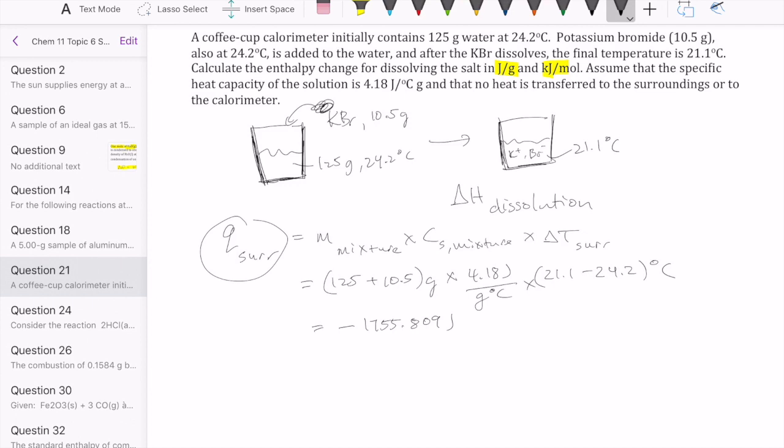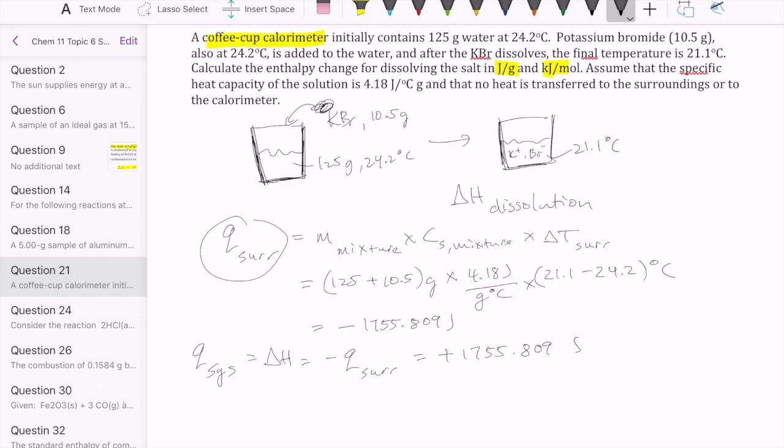What you're looking for is ΔH, the enthalpy change for the dissolving of the salt, which is for the process itself, for the reaction itself. So that means you're looking for q of the system. That's what's going to be equal to ΔH, right? The reason it's equal to ΔH, of course, is because you're using a coffee cup calorimeter, which is a constant pressure instrument, and heat under constant pressure is called ΔH. So that's just going to be equal to the negative of the heat of the surroundings. Since we have negative 1755 for q surroundings, then q system or ΔH of the system will then be positive 1755.809 joules.